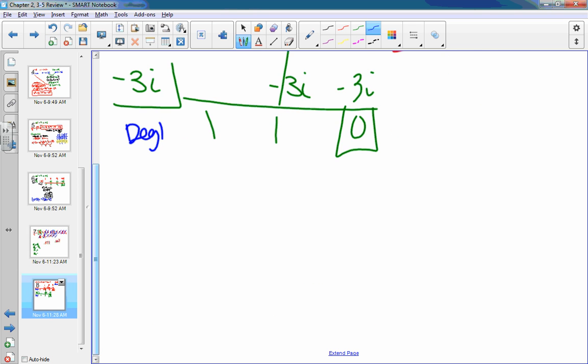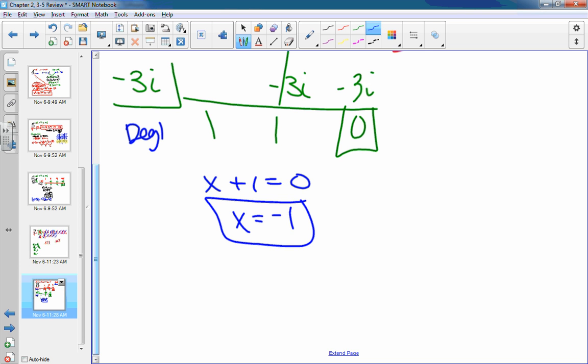So my answer is going to be x plus 1 is equal to 0, so x is equal to negative 1. On the test, am I going to force you to do synthetic division on this? No, because logic tells you that if you get root 1 and root 2, then root 3 has to be a real number, and you can get that out of your graphing calculator. Okay? Test tomorrow, folks.